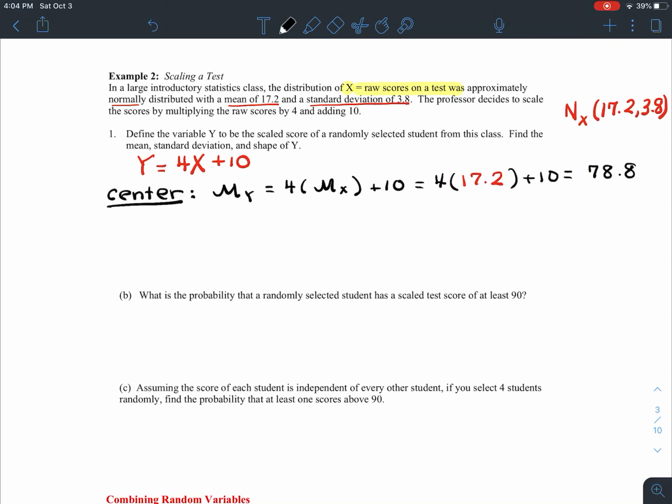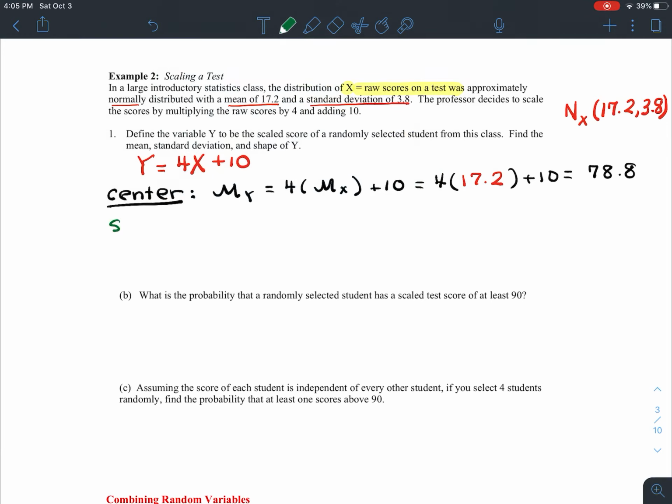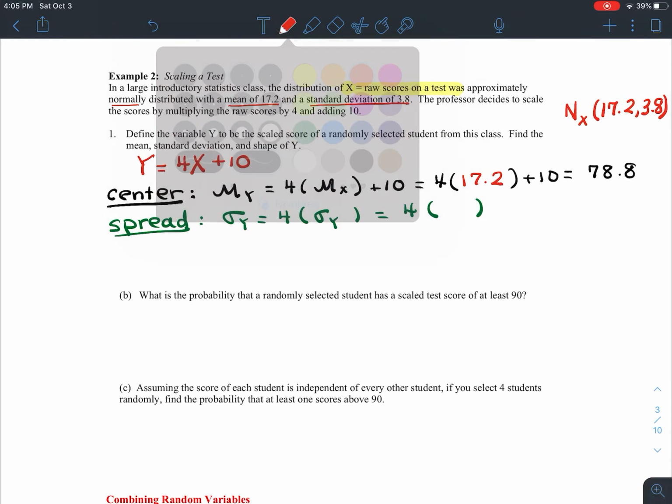Okay, so I'm going to essentially take my measure of center for x, which is 17.2. That will get multiplied by 4. I'm going to add 10. So the measure of center for the scaled scores or the curved scores is now 78.8. Okay, then I'm going to move on here and talk about the spread.